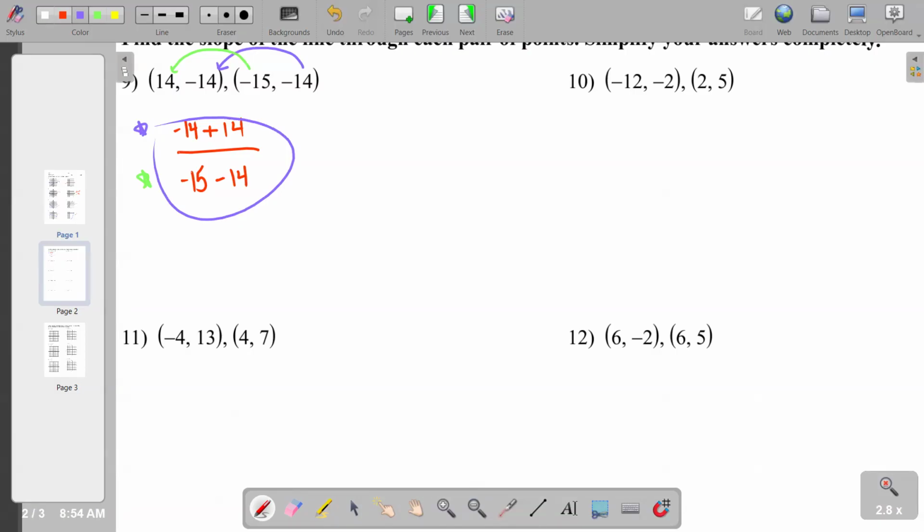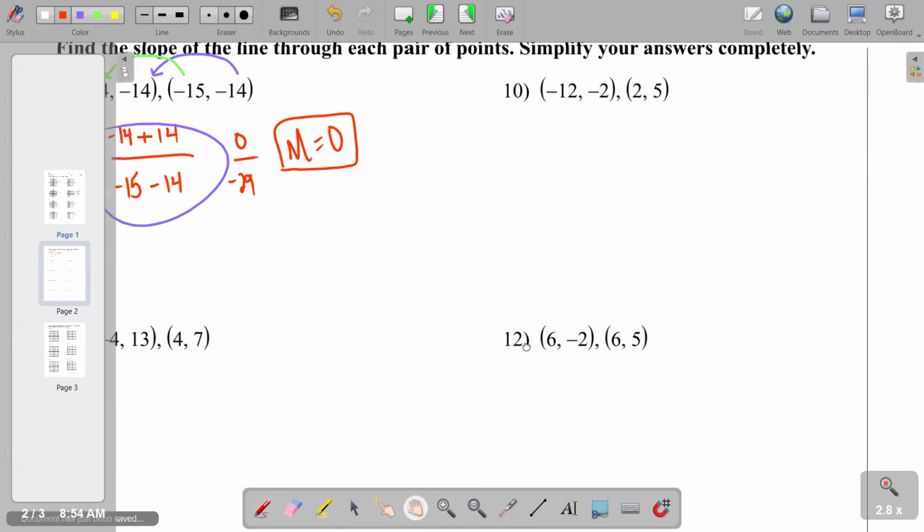Okay. Now from here, Seth, we are going to definitely do the math. So on the top, -14 plus 14 is 0. On the bottom, -15 minus 14 is -29. What is 0 divided by anything? Zero. On this one, we're going to say m equals 0. So your slope on this one should be 0. Any questions there?